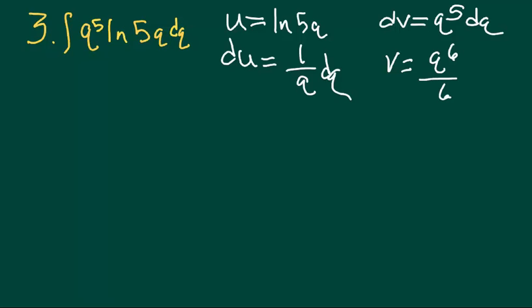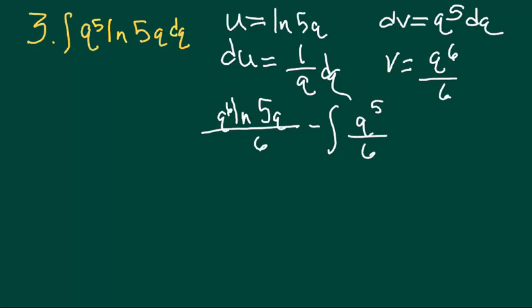And now we use uv minus the integral of v du, which is going to leave us with the natural log of 5q times q to the sixth over 6 minus the integral of q to the 5th over 6 dq. Because I just divided q to the 6 over 6 by q.